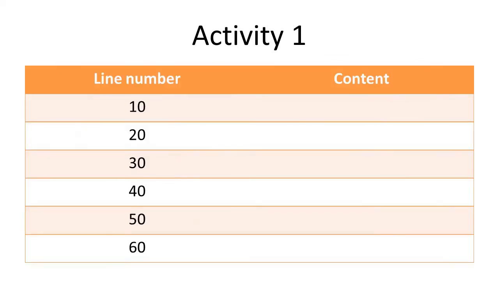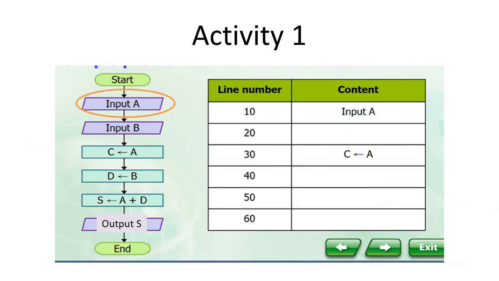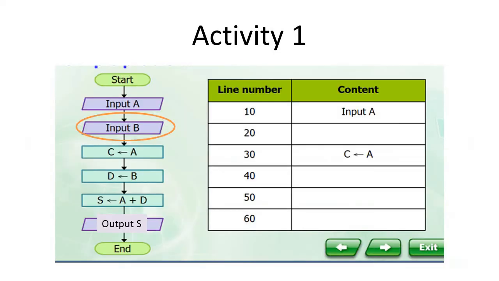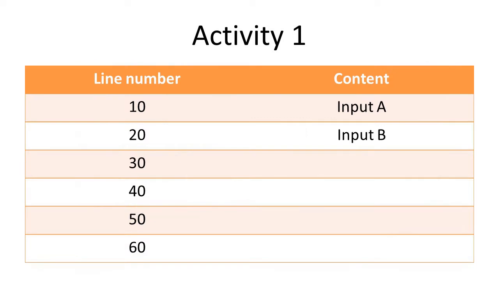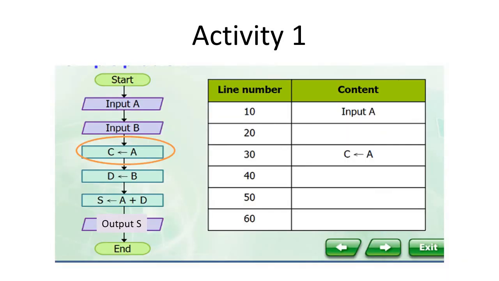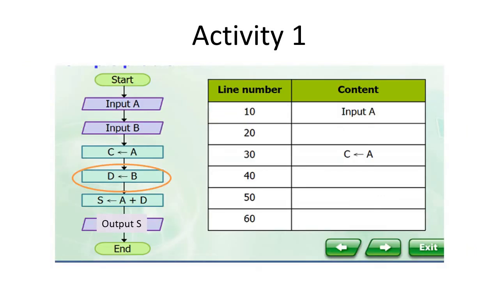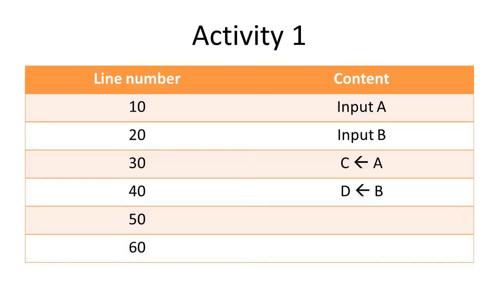In this activity, we have 6 lines, and you need to fill in the box for the content in each line. As the program starts, it first runs the first line of the program, which is input A. Then it moves on to the second line, which inputs B. After going through the second line, it moves on to the third line, which involves A pointing to C. It refers to A equals C. In the fourth line, B is pointing to D, which refers to B equals D.